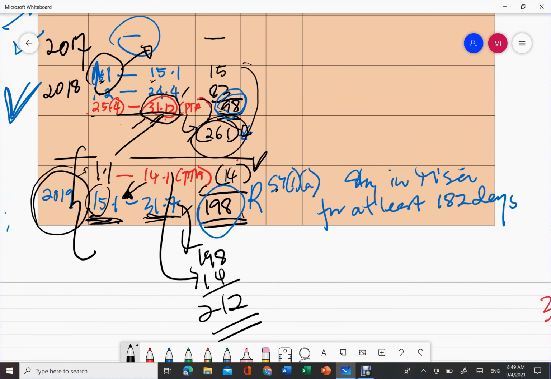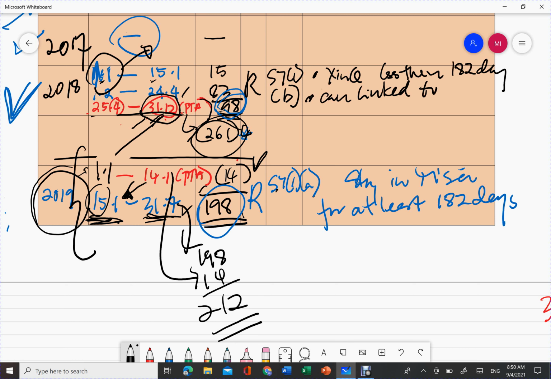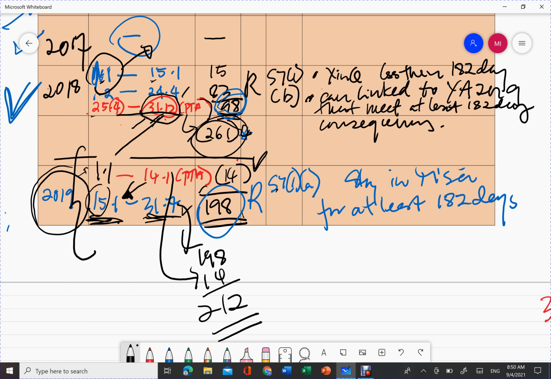So apa yang jadi ialah untuk year 2018, this person is a resident by virtue of section 71B. Apa section 71B kata? Year in question, dia still less than 182 days, and lepas tu can link to sebab dengan next year-nya tu link to YA 2019 that meet at least 182 days secara consequently. Okay, dia mesti berturut.